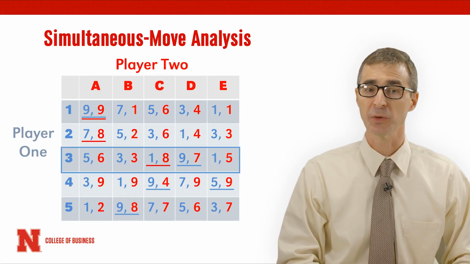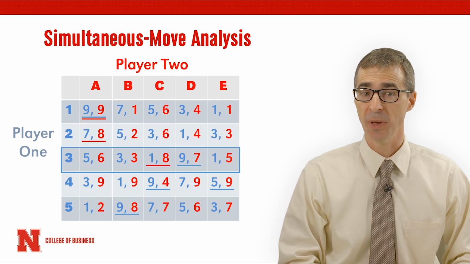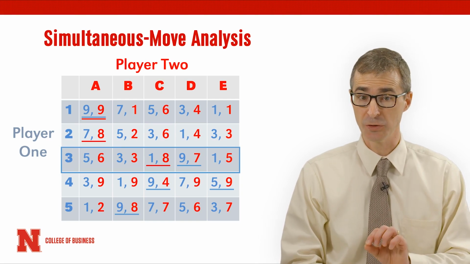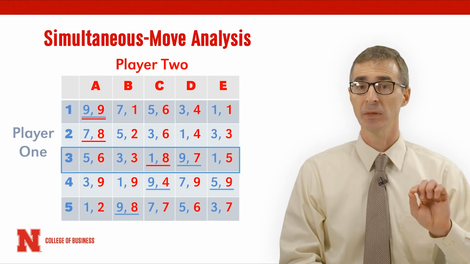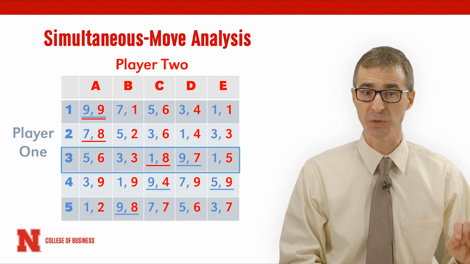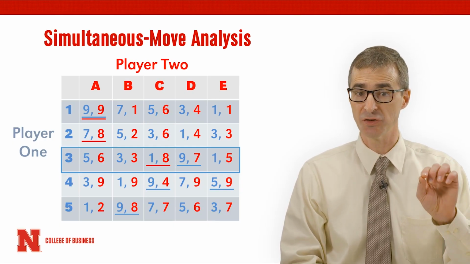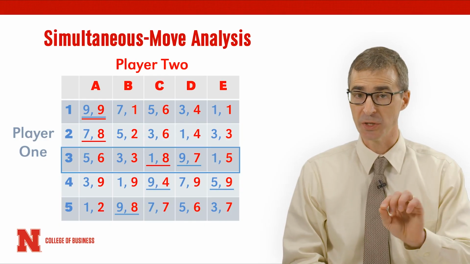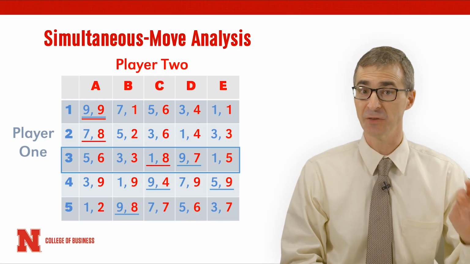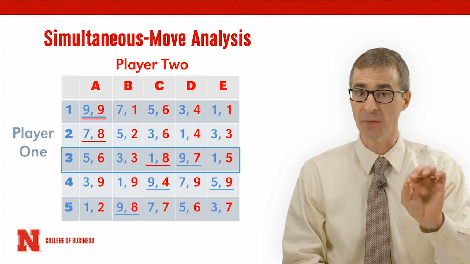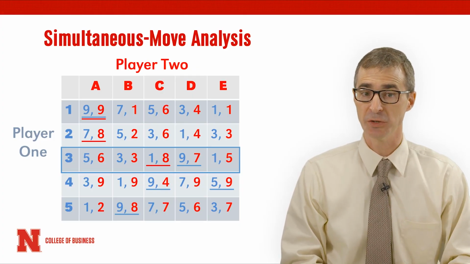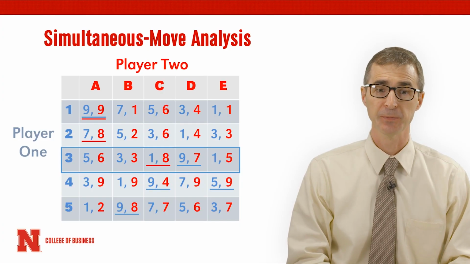If player 1 is pursuing strategy 3, we see that the possible payoffs for player 2 are 6, 3, 8, 7, and 5. 8 is the highest payoff, which is associated with player 2 choosing strategy C when player 1 is choosing strategy 3. Say that 10 times quickly. We underline the 1 and the 8 there to indicate that C is player 2's best response.